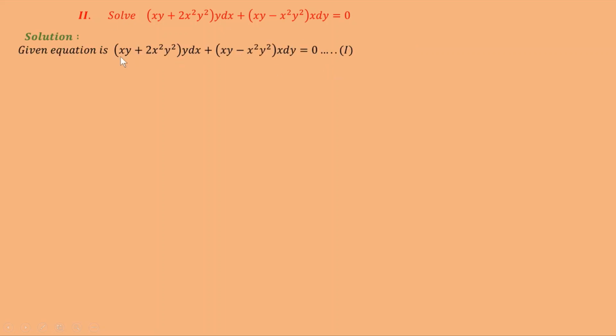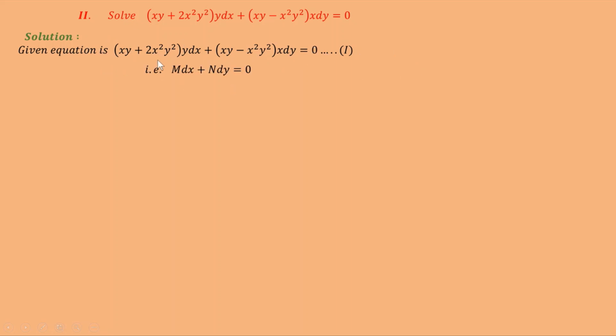Now move to the second. Solve (xy plus 2x²y²) y dx plus (xy minus x²y²) x dy equal to 0. So the given differential equation is (xy plus 2x²y²) y dx plus (xy minus x²y²) x dy equal to 0. Denote this as equation number 1.